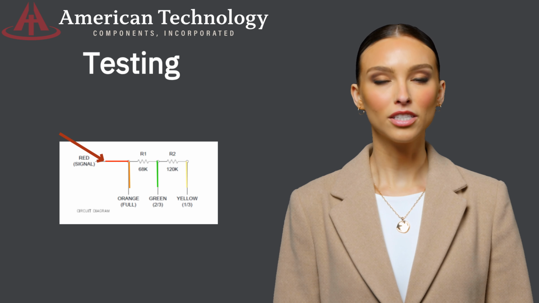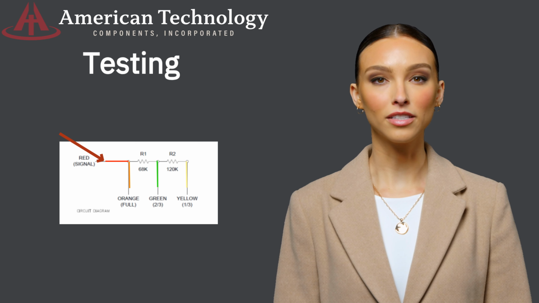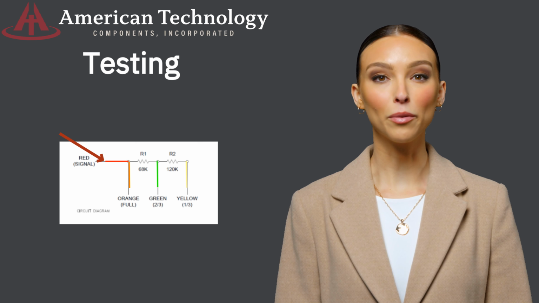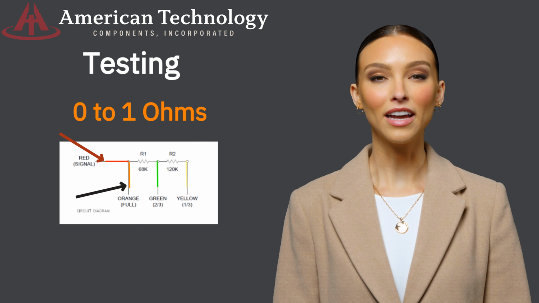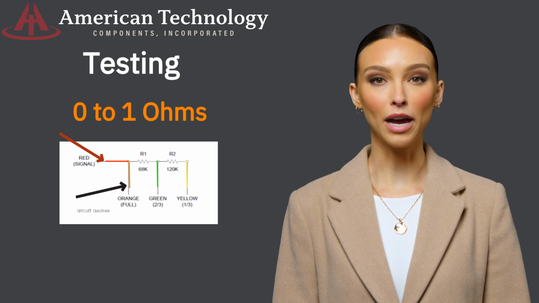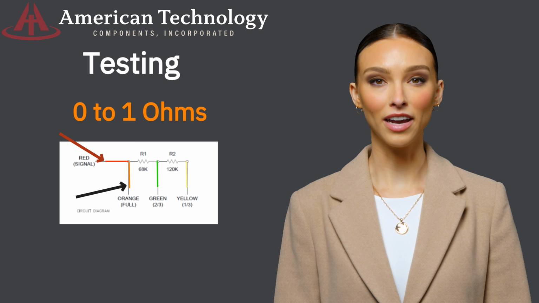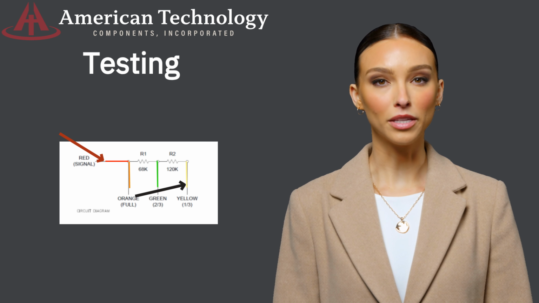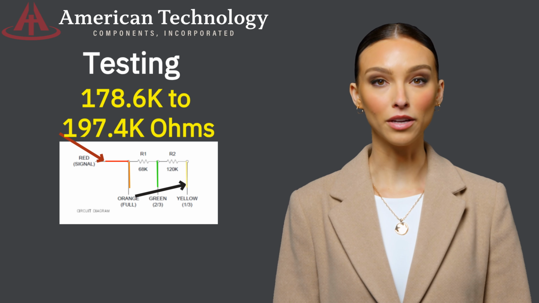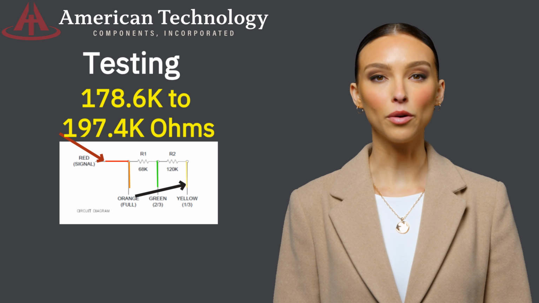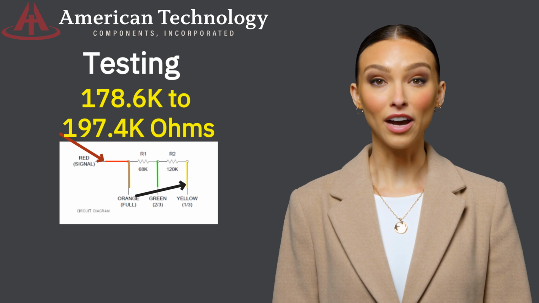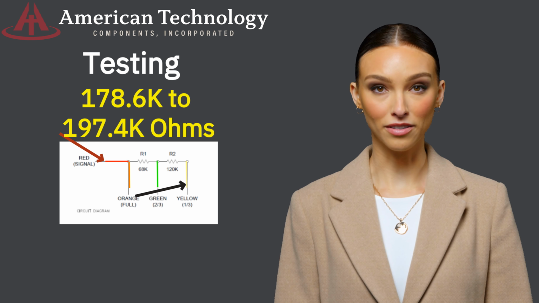To test the functionality of the K101, start by connecting your red meter lead to the red wire of the K101. Then connect your black meter lead to the orange wire of the K101. Your meter should read between 0 and 1 ohm. If it does not, the K101 has internally failed. If it does measure between 0 and 1 ohm, then place your black meter lead on the green wire of the K101. Your meter should read between 64.6 kiloohms and 71.4 kiloohms. If it does not, the K101 has internally failed.